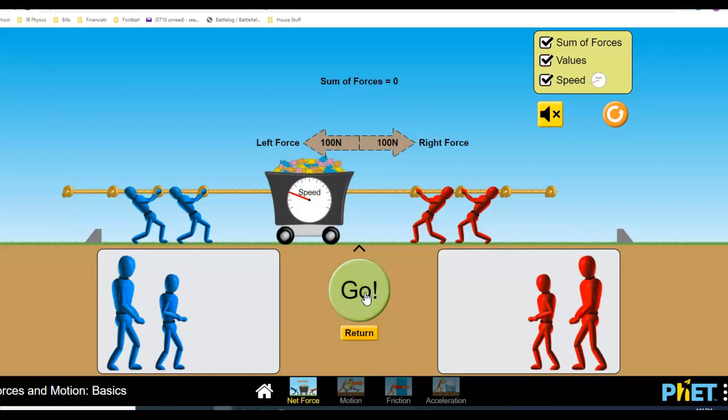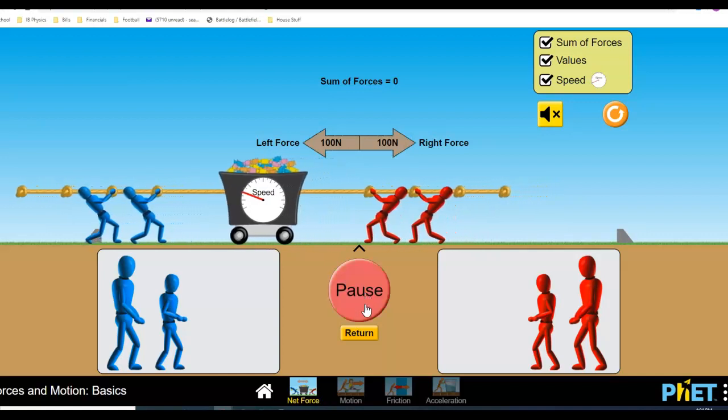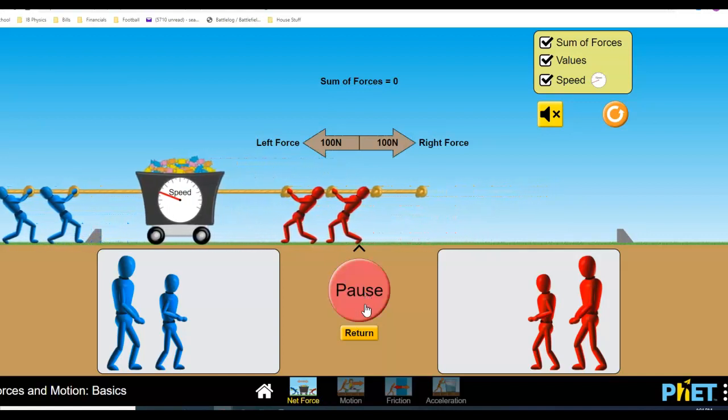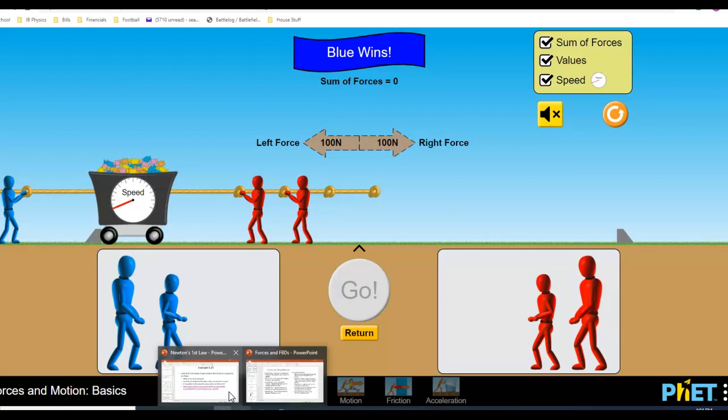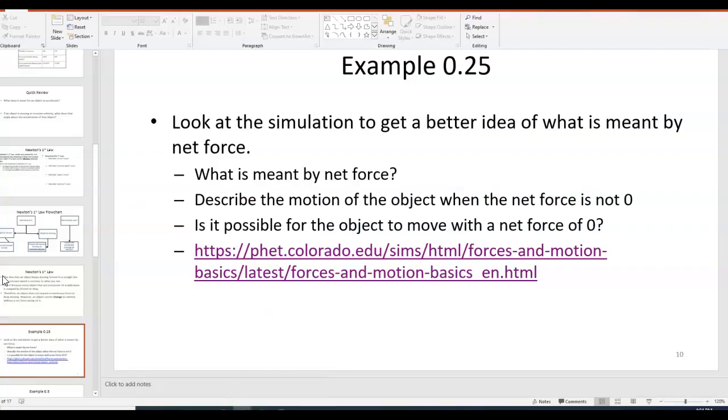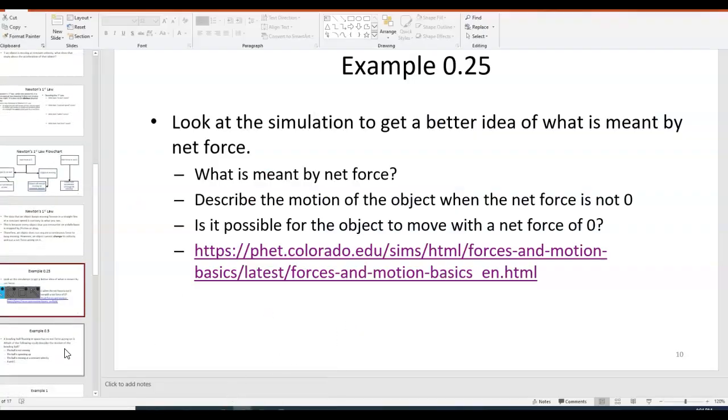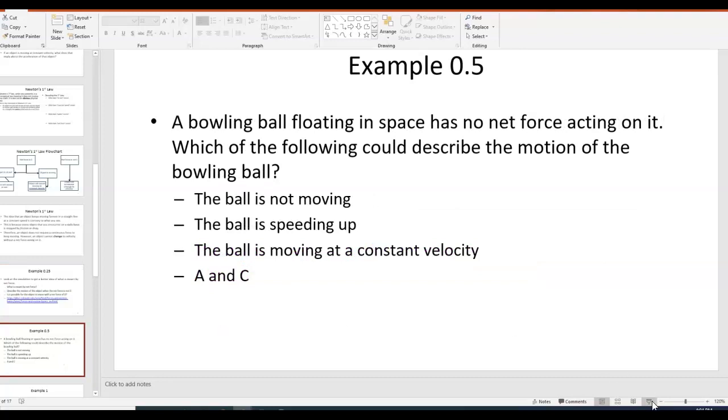Okay, so when I hit go, watch what happens. The cart continues to move with a constant velocity to the left, just like Newton's first law predicts. You can play around with that simulation a little bit on your own later. A few more quick examples.